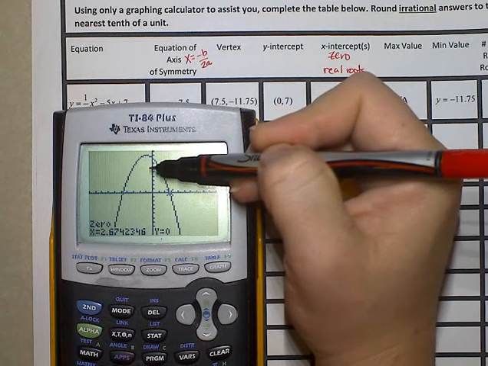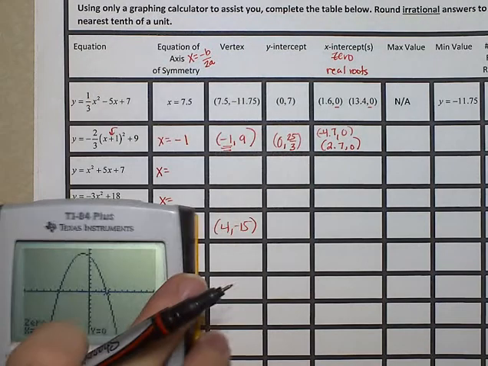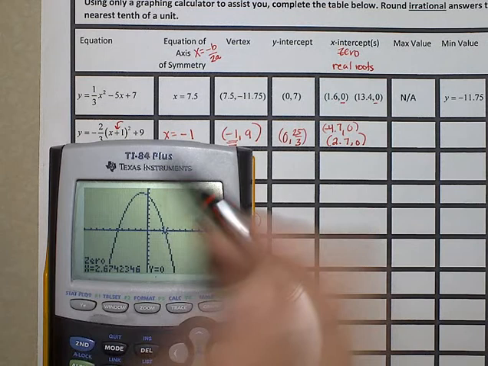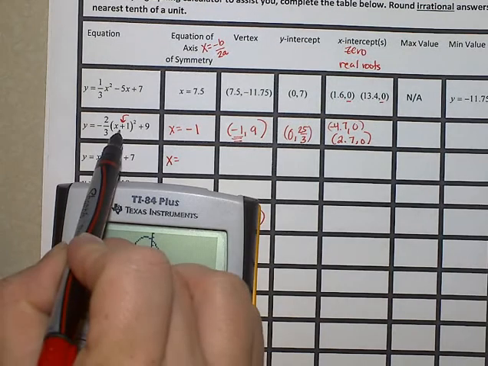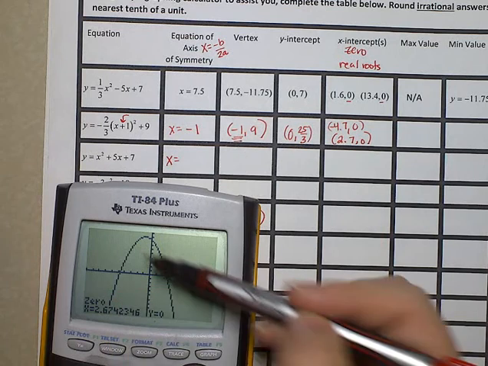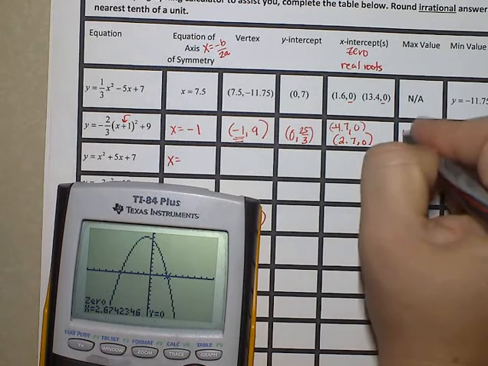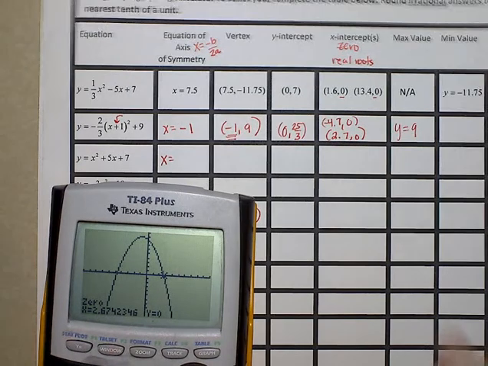Now, I'm going to show you on the calculator how to get this, but let's cheat first. What is this ordered pair? We know because it was in vertex form. This ordered pair is -1, 9. So what is the maximum value? It is? Okay, but now I'm going to show you if you didn't know that.